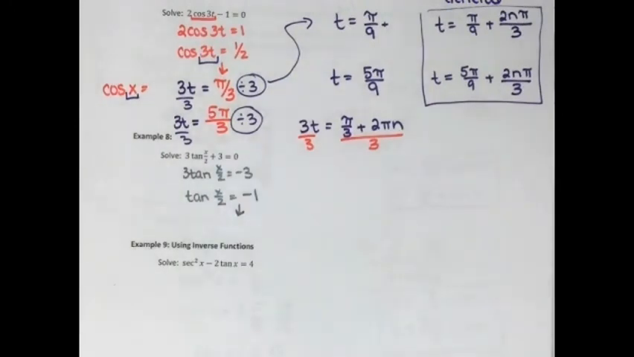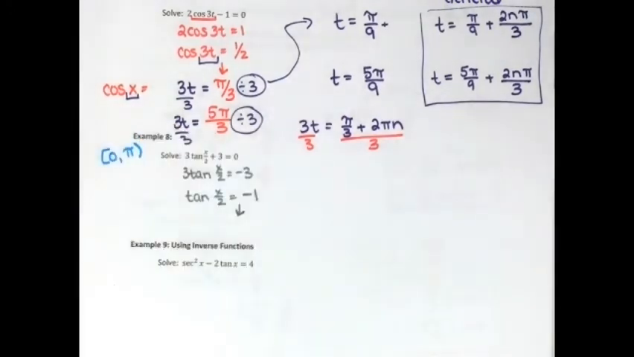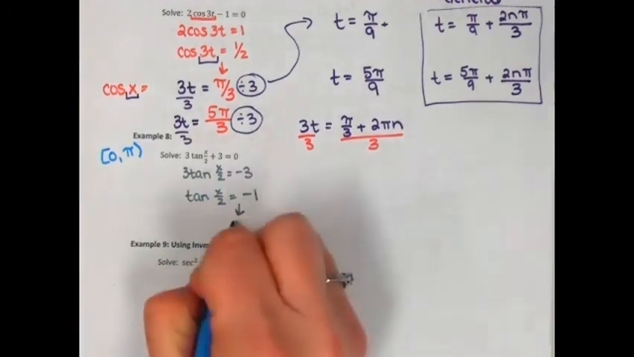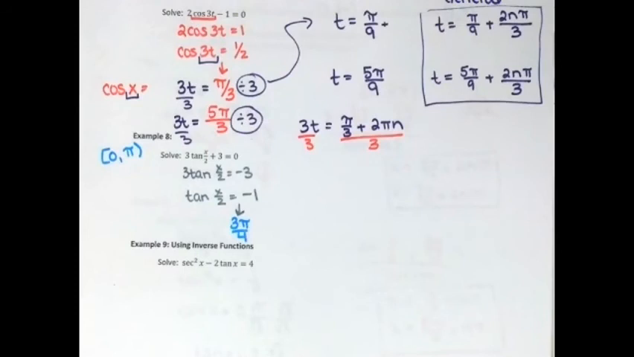However, when is my tangent negative? In quadrant 2, right? Quadrant 2 and quadrant 3. However, what is our interval for tangent? It's between 0 and pi, right? So can we use quadrant 3? No, we can only use quadrant 2, right? So wouldn't that just be 3 pi over 4? Does that make sense to you guys?